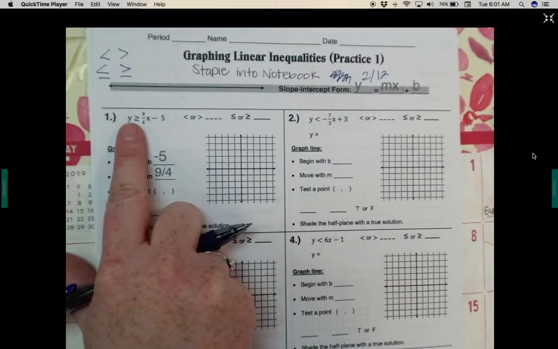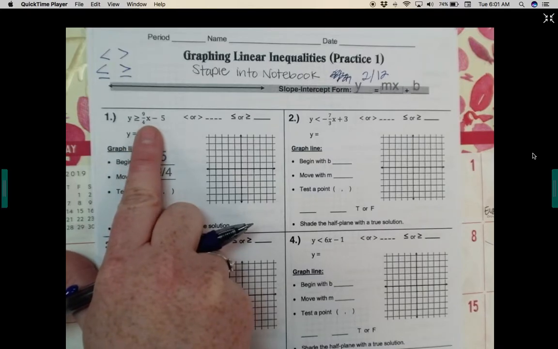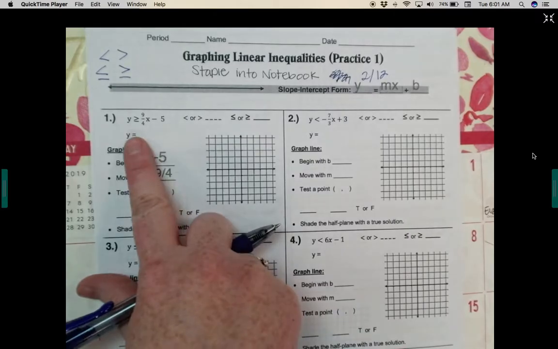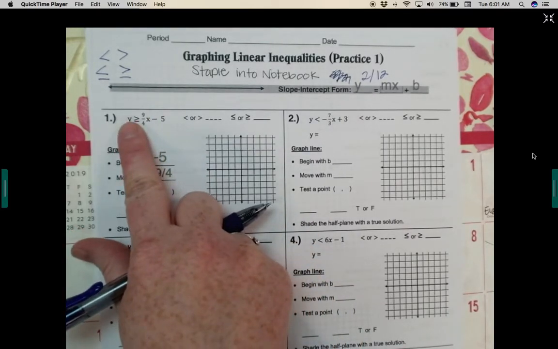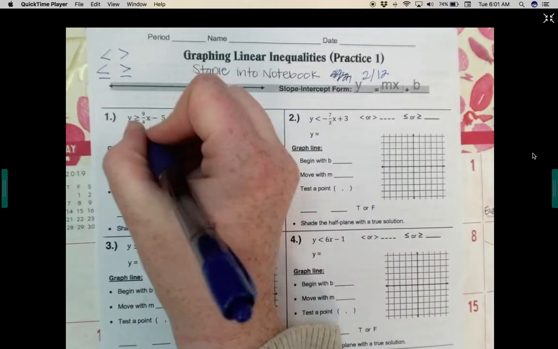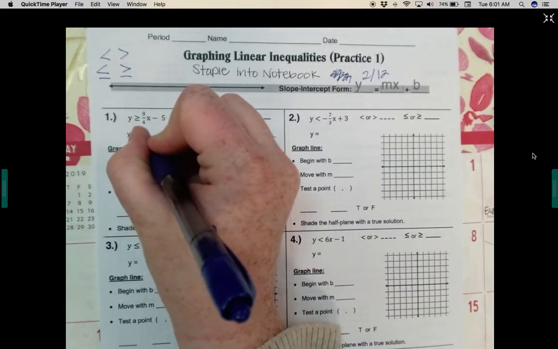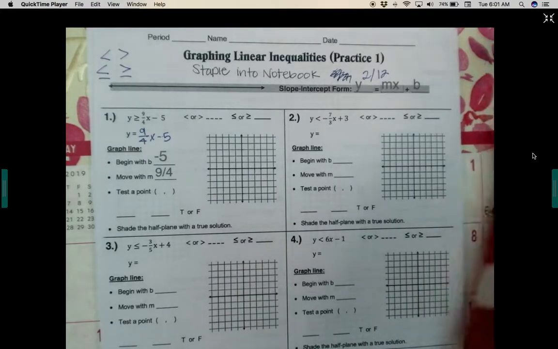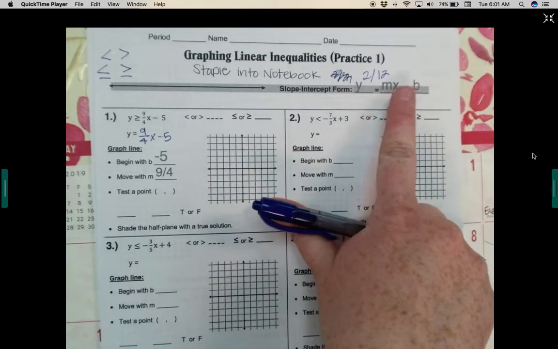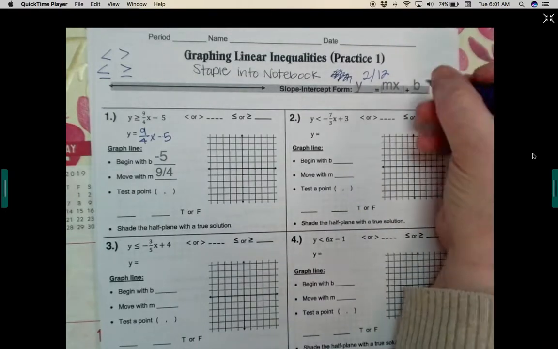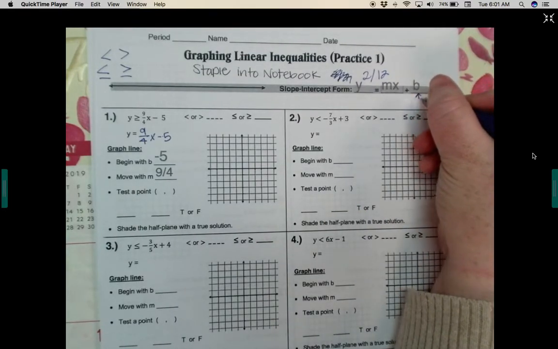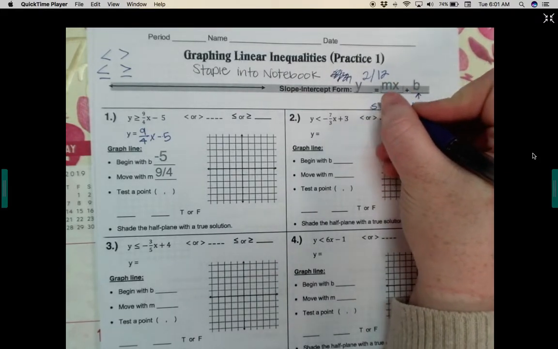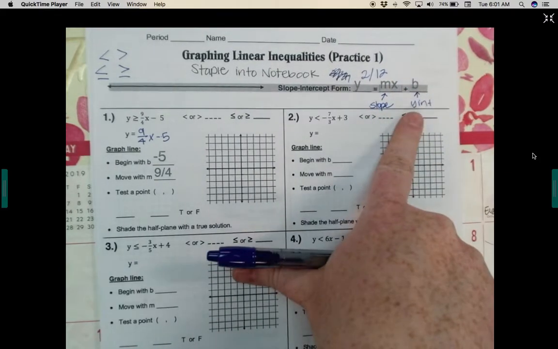On the first one, we have y is greater than or equal to 9/4 x minus 5. We're going to rewrite our inequality as just an equation: y equals 9/4 x minus 5, and you should be writing just like I am. We're writing it in slope-intercept form, which is right up here. Remember that b is your y-intercept, and m is your slope. When we are graphing, we do b first, and then we do slope.